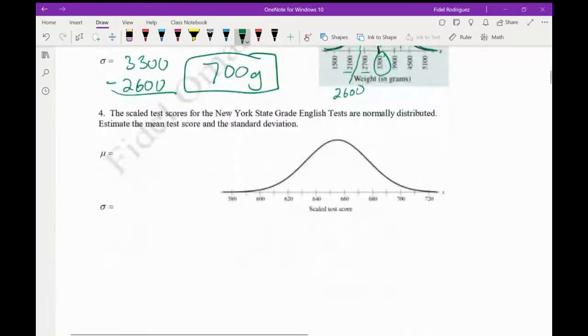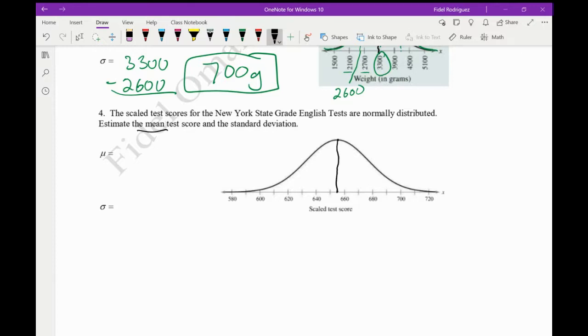Okay, so now number 4, we're going to do exactly the same thing. We want to find the mean, and we want to find the standard deviation. Okay, so remember, the mean is going to be the center of the graph. So I'm going to come right here. Boom. There's the mean. It's not exactly at, maybe it is. Let's see.